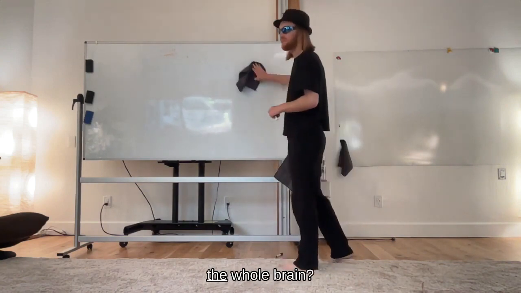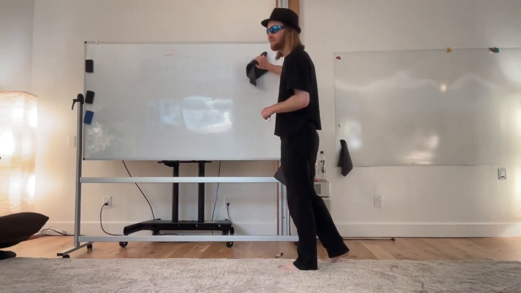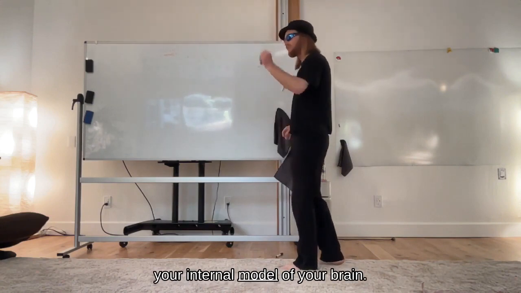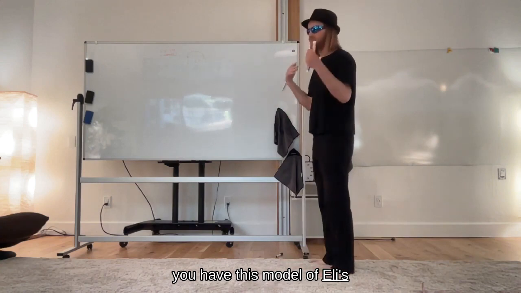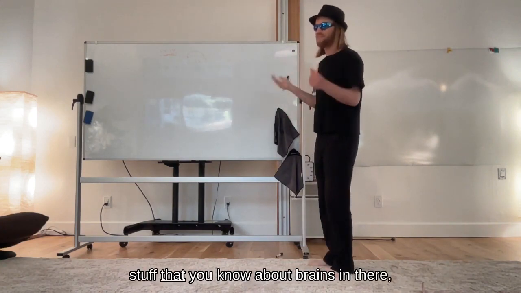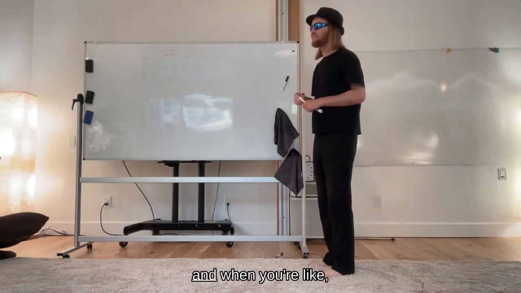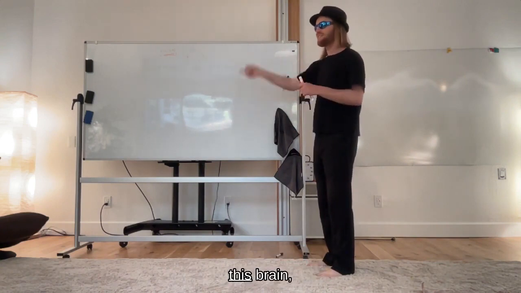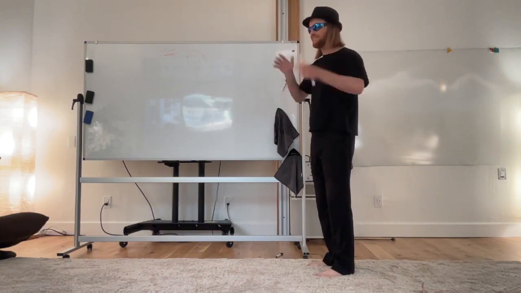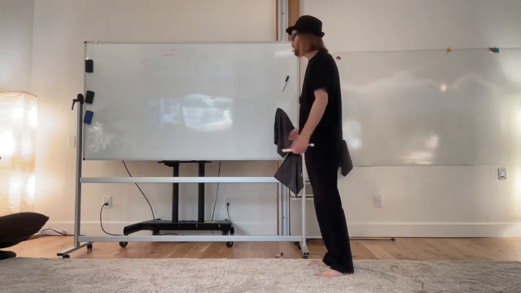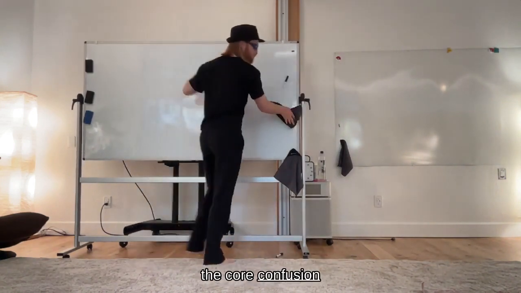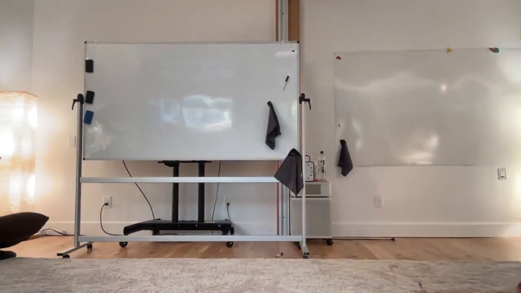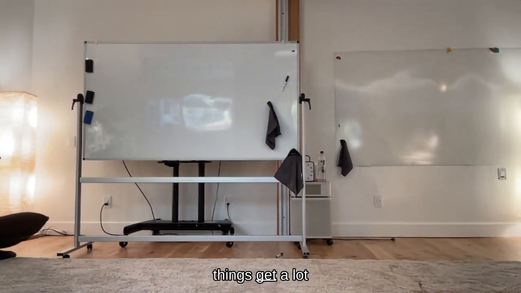And it points to the whole brain? Points to your internal model of your brain. Okay. So somewhere in your model, you have this model of Eli's brain. You have some stuff that you know about brains in there. And when you're like, this is me, you're like, I like this brain, this model, right? Okay. So that's the core confusion that people get stuck on. Once you get past that, things get a lot simpler.